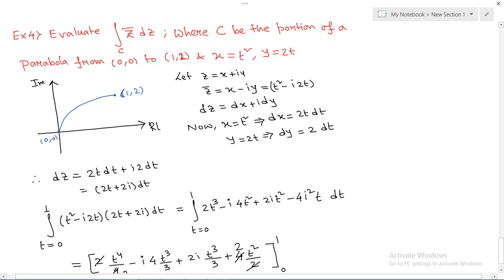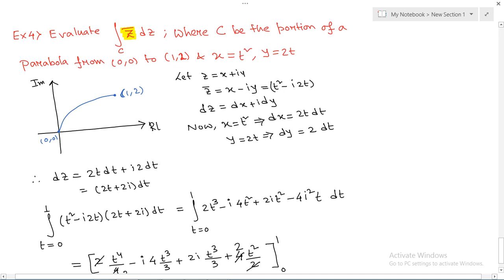So here, for your better understanding, I have chosen a little bit more complex problem, and here we are taking the parametric form of the curve. So suppose we want to evaluate the integration over C. The function f of z is taken as z bar, that is the conjugate of z, dz, where C is the portion of the parabola from the point (0,0) to the point (1,2), and x equals t square and y equals 2t. The parametric form of the parabola is given here. So basically here the parabola is y square equals 4x. No a is there, a is considered as 1.